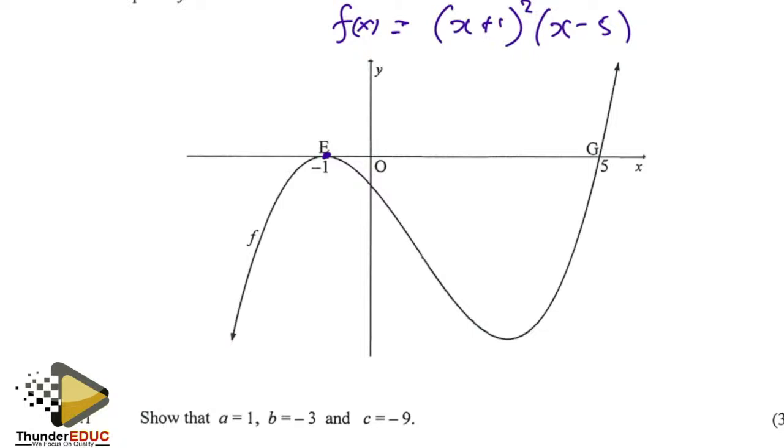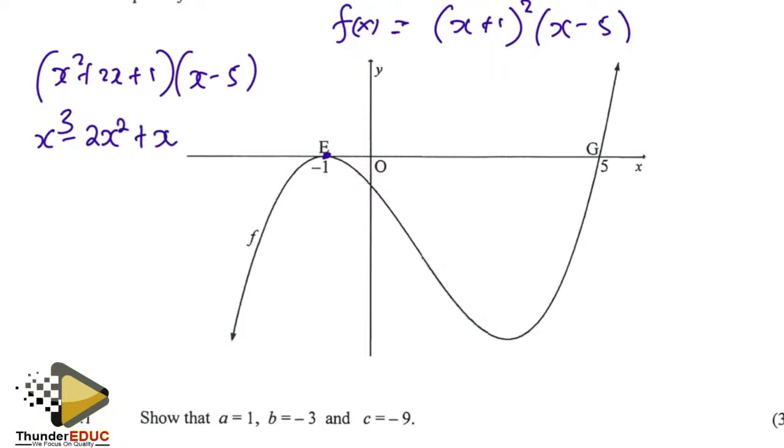So when I open the first one, that's going to be x squared plus 2x plus 1. Then I'm going to multiply it with this. When I open this up, it's going to be x cubed minus 2x squared plus x, and then minus 5x squared minus 10x minus 5. This is going to be x cubed minus 5x squared. This and this is giving me a negative 9x and then minus 5. So this is my new equation.